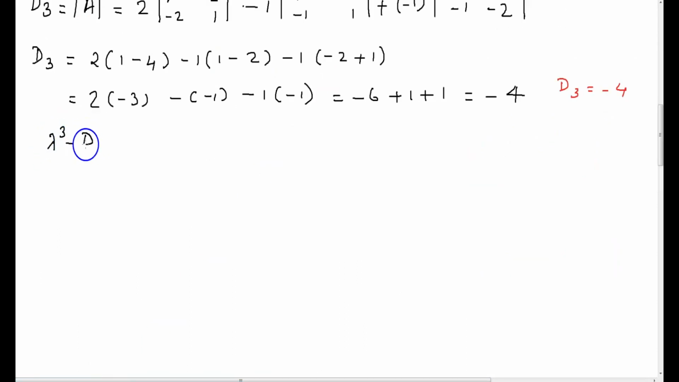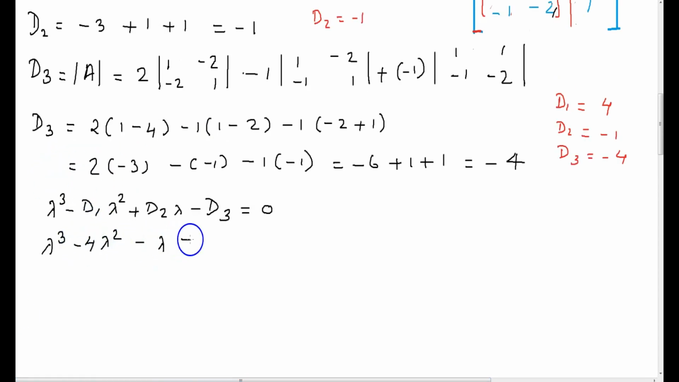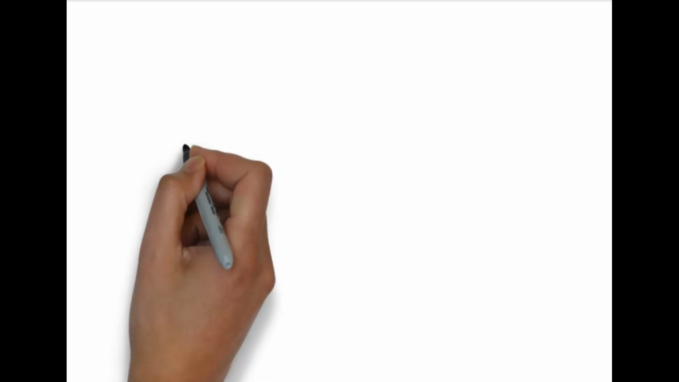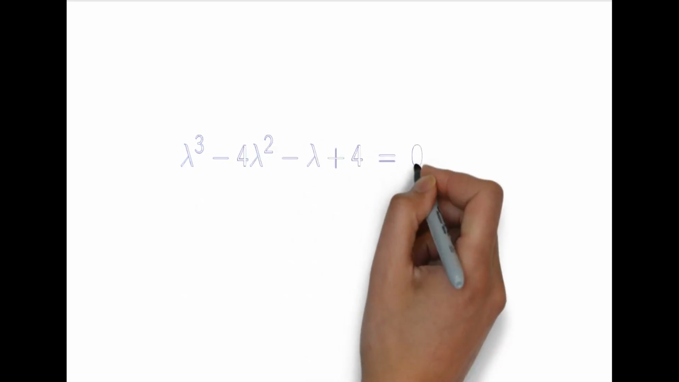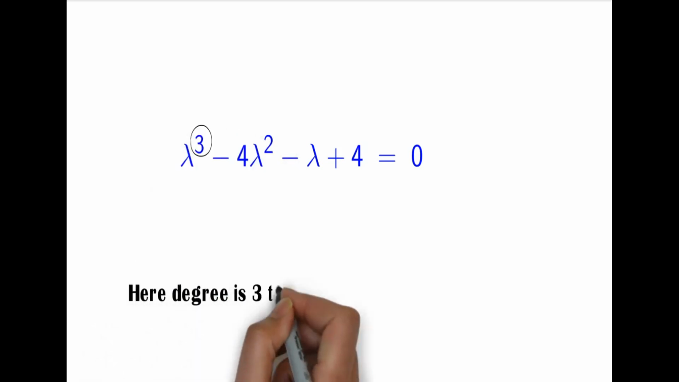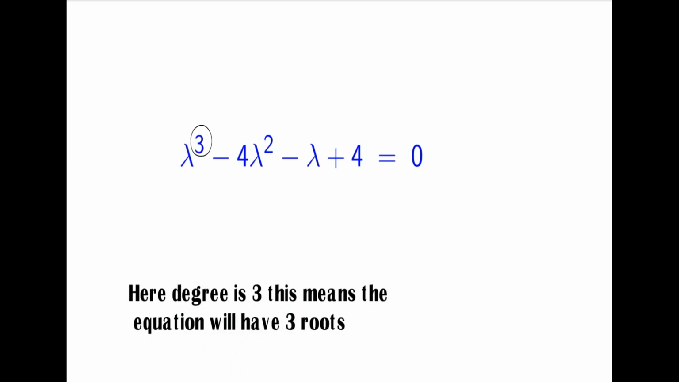We know that the characteristic equation is lambda cube minus d1 lambda square plus d2 lambda minus d3 equal to 0. Substituting the values of d1, d2, d3 in the equation, we get lambda cube minus 4 lambda square minus lambda plus 4 equal to 0. The degree is 3. This means that the equation will have 3 roots.